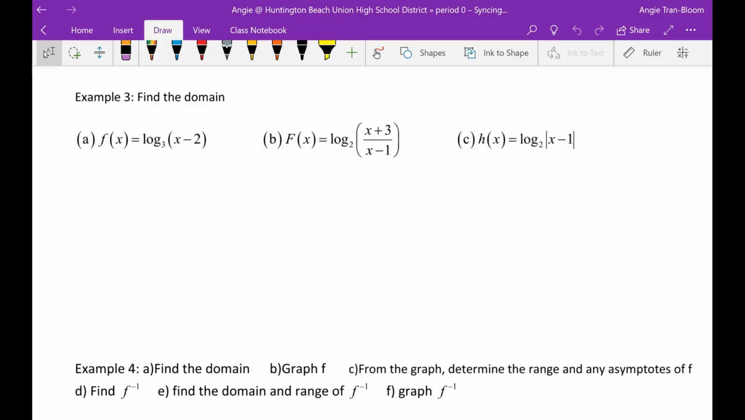Hi class. All right, this recording is for example 3. Example 3, simple direction: find the domain of each log function.